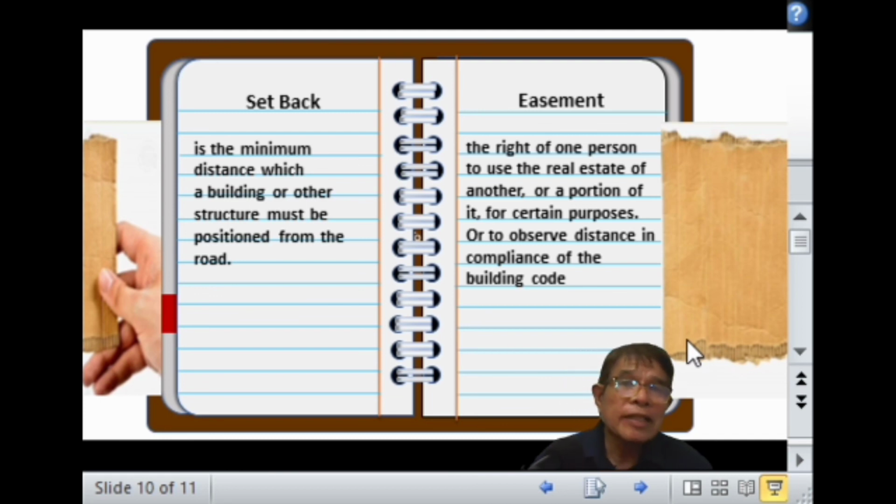So setback, the standard is 3 meters in front from the house to the road, and 2 meters from each side, the left and the right, and 2 meters at the back. While easement, the lot after your fence up to the side of the road is easement.